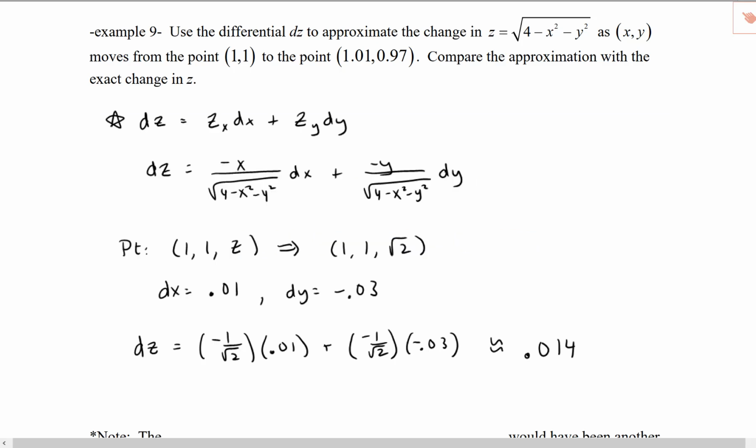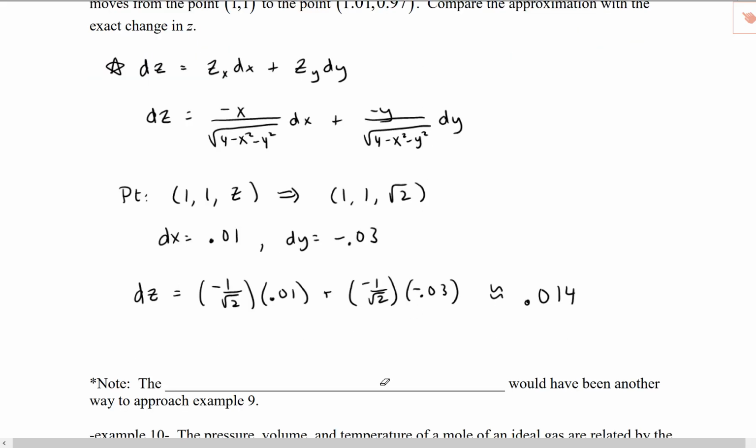Note that when we are computing this differential, we're really just finding the difference in the z values on the tangent plane. That means that we could have used the linear approximation method, which is based on tangent planes, to find the new function value at 1.01, 0.97 and subtract the original function value, and that also would have given us the 0.014. Okay, one more problem.